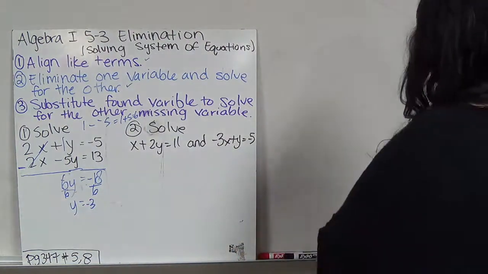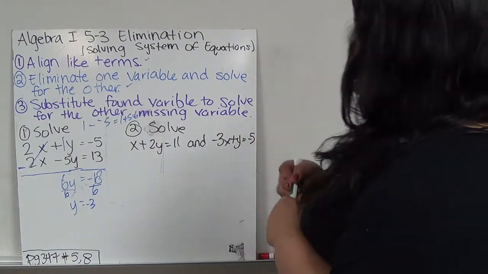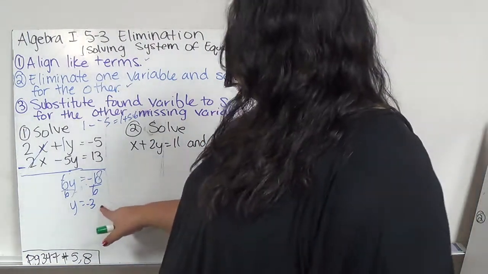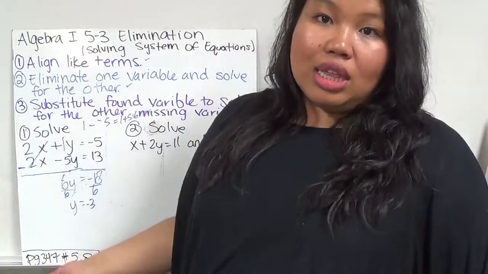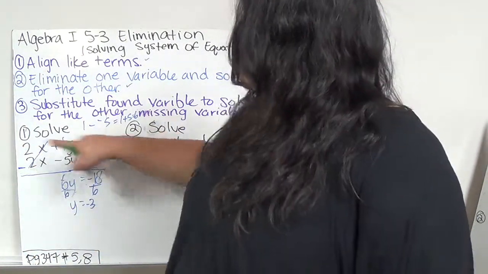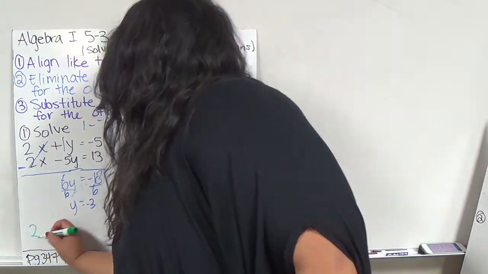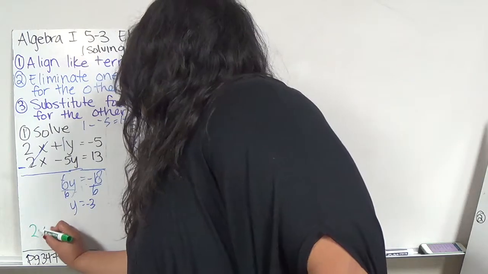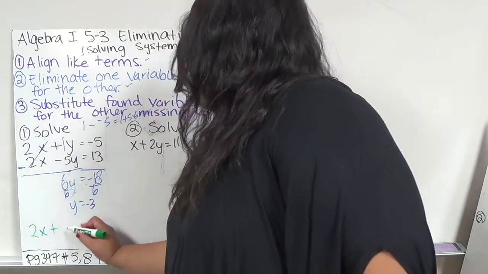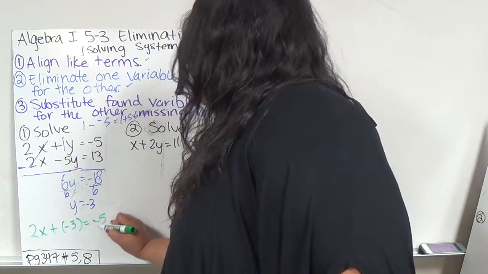Once I have that y, then I do the same second half as I do with substitution. I'm going to take my one variable. Now I don't need substitution or elimination or anything like that, because then I can plug it in and I have one variable and that's it. I'm going to do it to an original equation. Don't do it to one of these, do it to an original equation. So I'm going to pick the top one. So 2x plus 1y, which is my negative 3, equals negative 5.